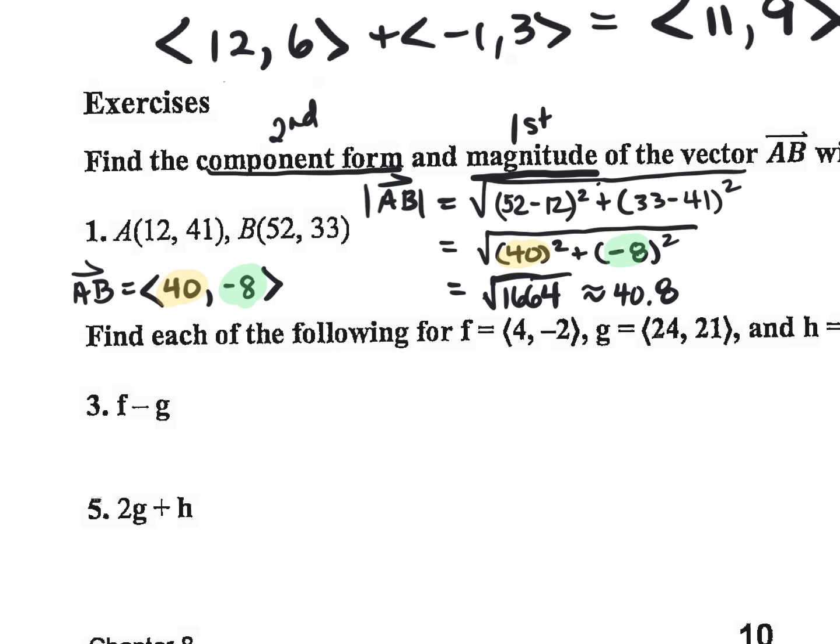You see where you can find the components in that formula? So as long as you write it out, the component form falls right out of the formula, doesn't it?